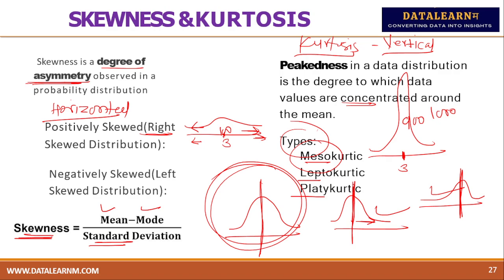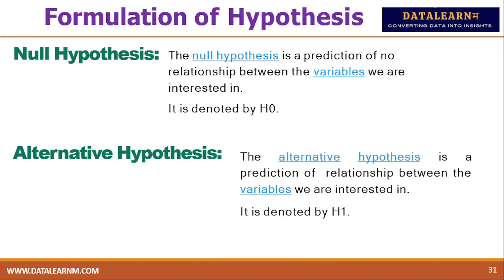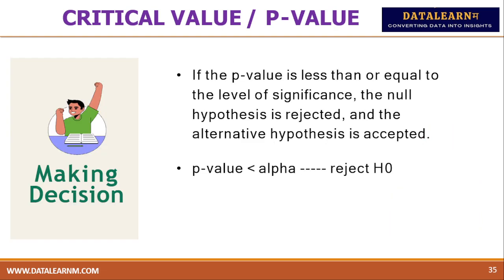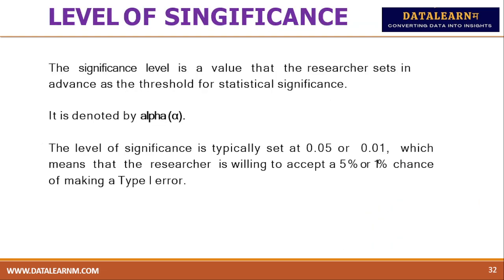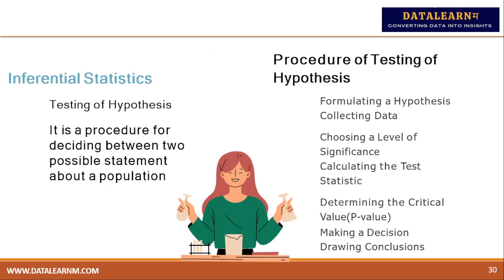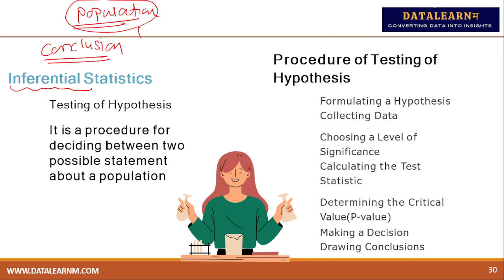The next point is related to inferential statistics. So we need to understand that now. What is inferential statistics? What does it mean? In inferential statistics, what are we drawing? We are drawing some conclusion, right? We are drawing some inference based on the sample data about a population. Based on some sample, you are saying something related to the population. So it's a procedure for deciding between two possible statements about a population.